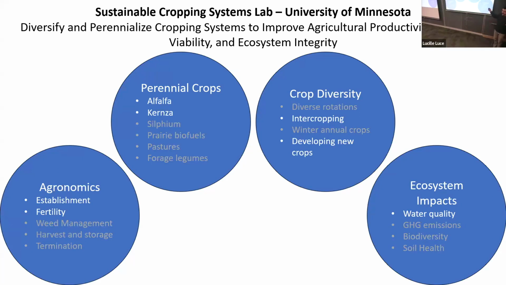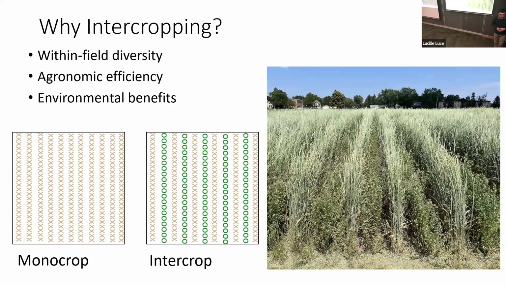So I'm just highlighting a few of the topics that we're going to cover in today's presentation, which is largely around intercropping. You'll see a lot about Kernza intermediate wheatgrass and alfalfa. I'm not going to cover too much of the environmental impacts. We'll just touch on the water quality, but mostly talk about agronomics and how this system can actually be feasible. So why are we at all interested in intercropping?